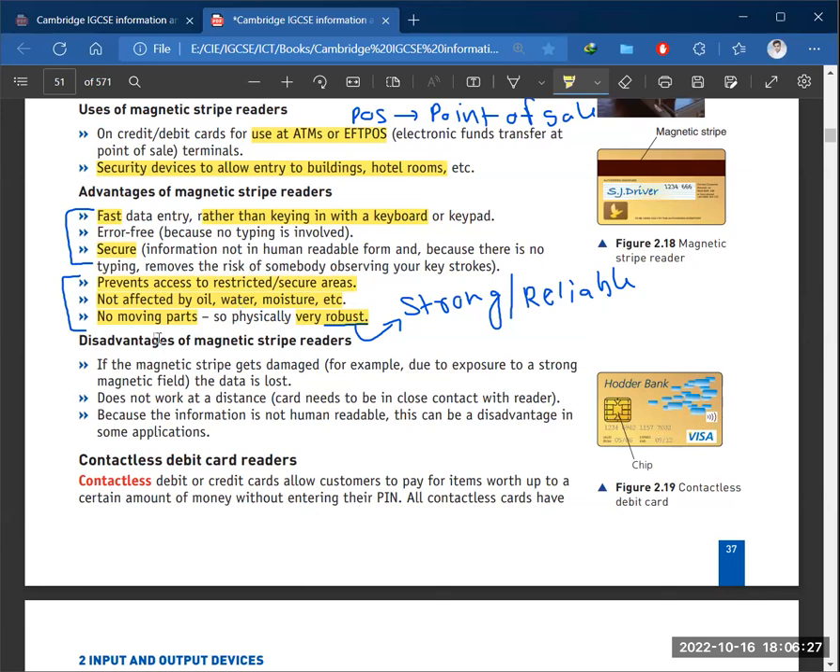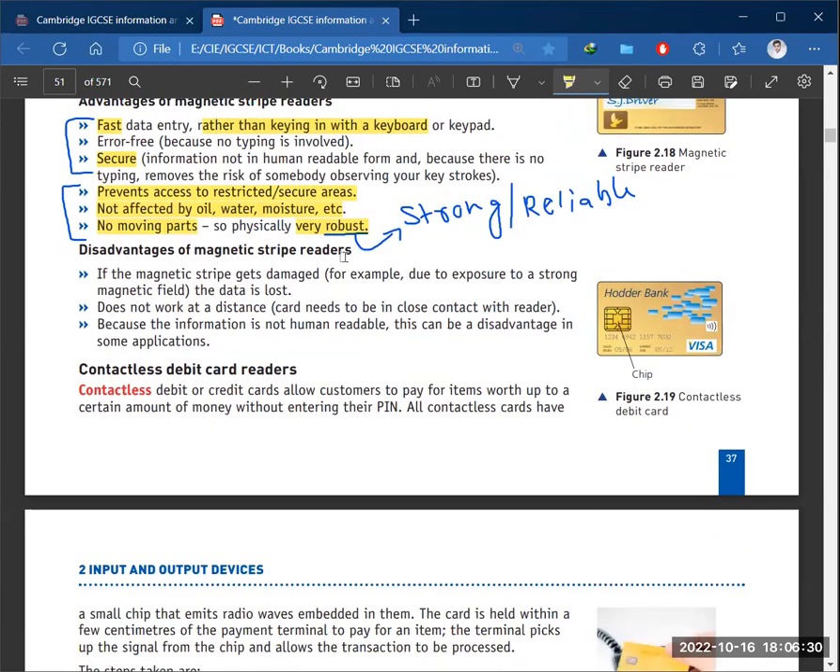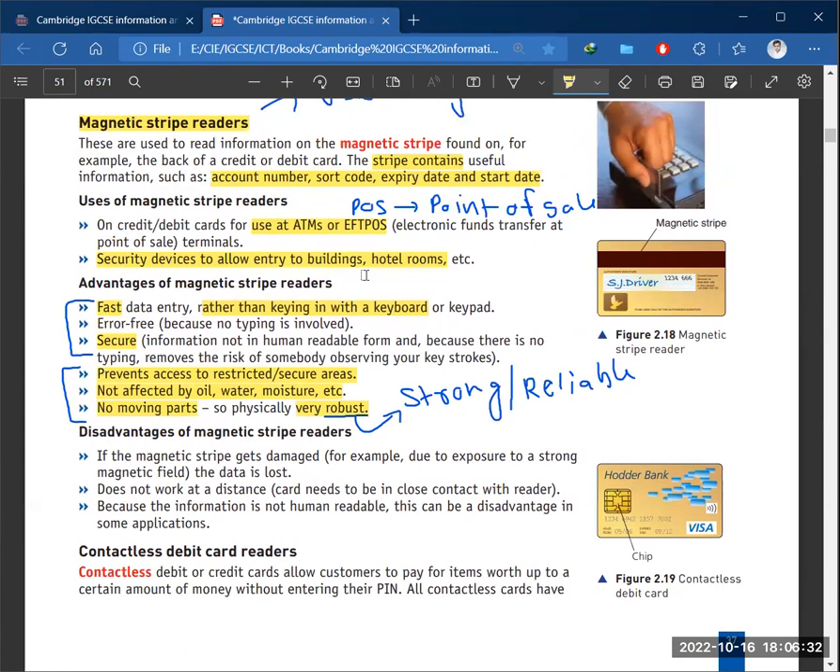No, sir. Now, finally, we have the disadvantages. Everything has disadvantages. In this book, if you have something there, it will have some disadvantages. That is also true in life. Now, read from here, Rania, quick. Disadvantages: if the magnetic stripe gets damaged, for example, due to exposure to a strong magnetic field, the data is lost. Does not work at a distance. Card needs to be in close contact with the reader. Because the information is not human readable, this can be a disadvantage in some applications.